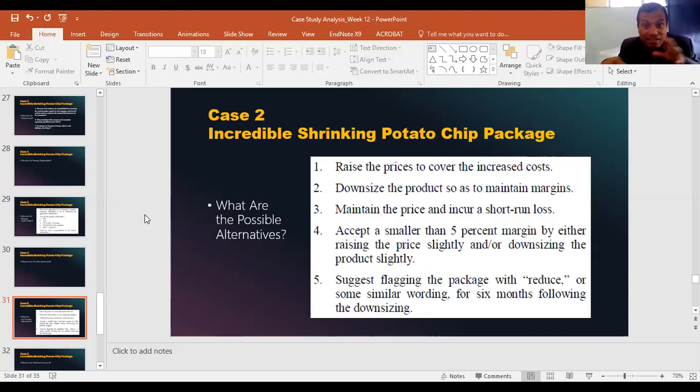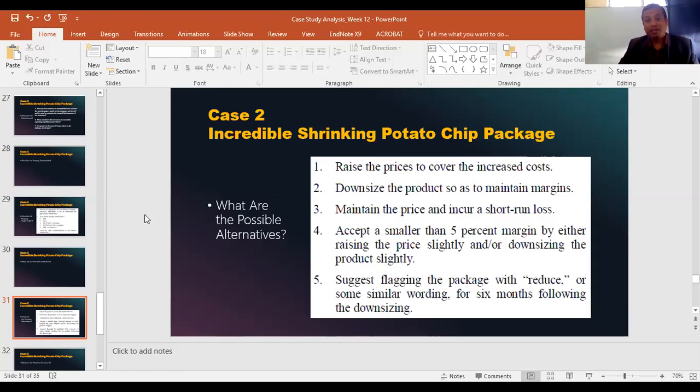See, these alternatives you have to weigh. You need to think logically, and then argue around all these alternatives. If you are thinking about raising the price to cover the increased cost, what is the strength, what is the positive side, and what is the negative side? For the second, what is the positive and what is the negative? What is the fourth alternative?